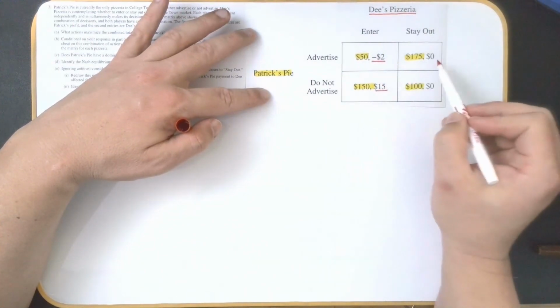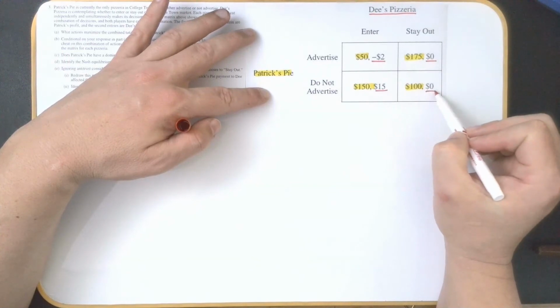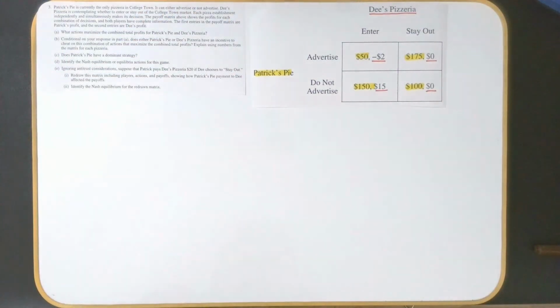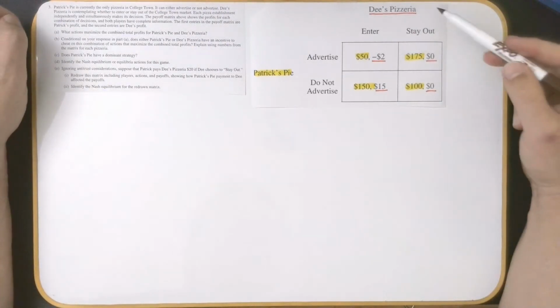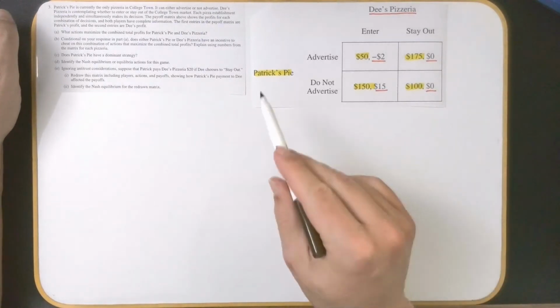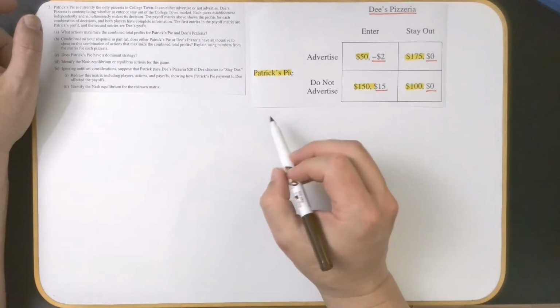If you have 2 highlighters or colors, it just makes it easier to read, and you don't make a careless error. All right, and so regardless of the rest of the questions, let's just figure out dominant strategy. We're going to have to figure that out. So what we're going to do is figure out whether D has a dominant strategy or not. We're going to force Patrick's Pie to make a decision.